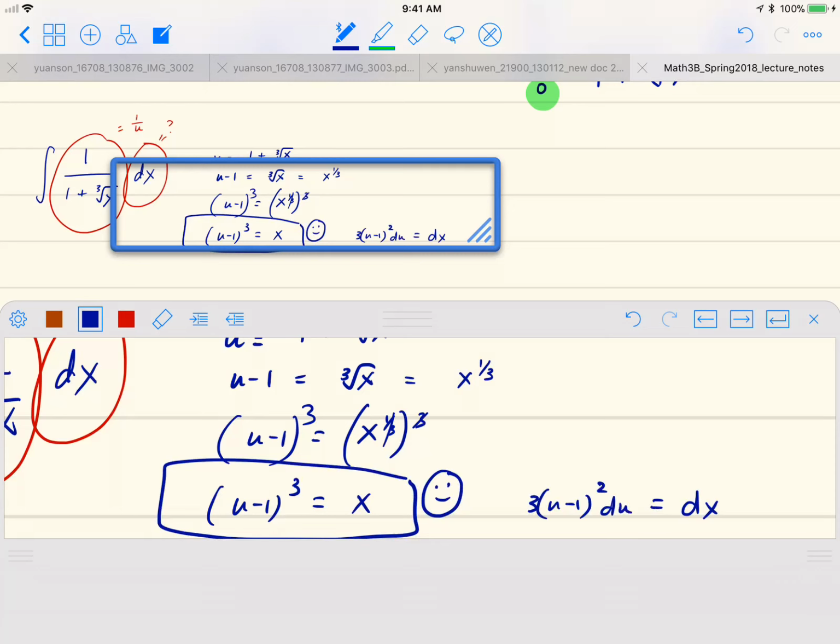So now I think we actually can simplify this right-hand side a little bit. Or not simplify it, but we're just going to rewrite it. So we'll have (u minus 1) squared over u du. But now that I think about it, oh, I'm too close to the edge.